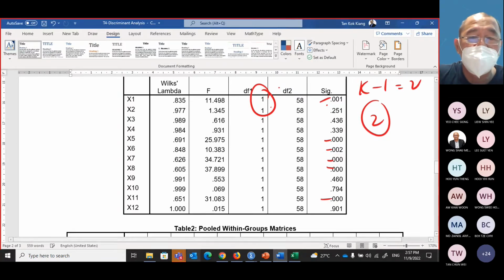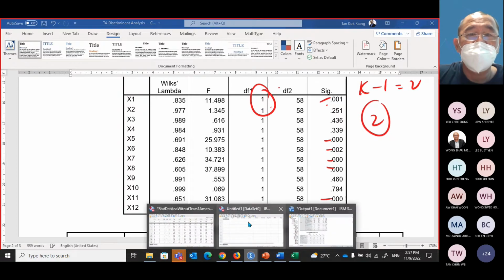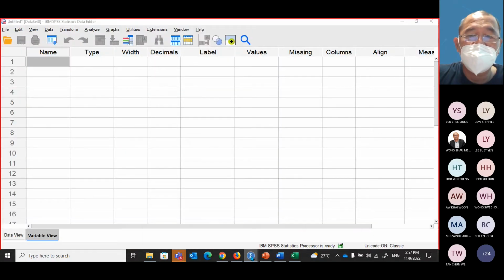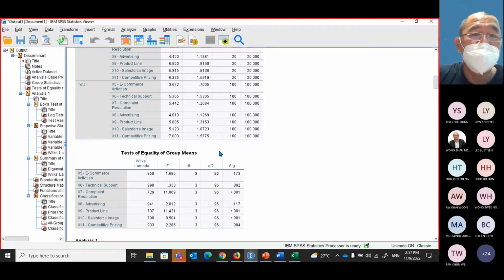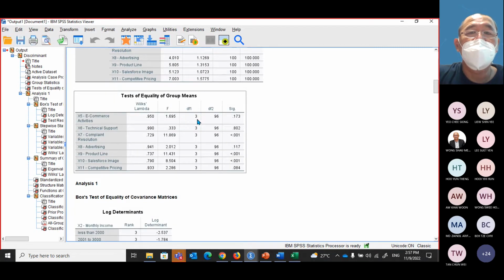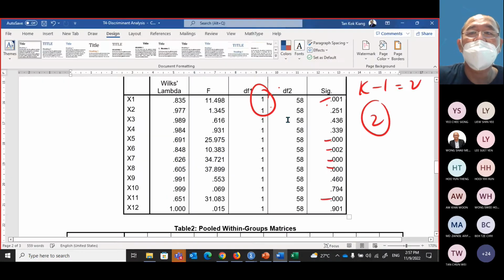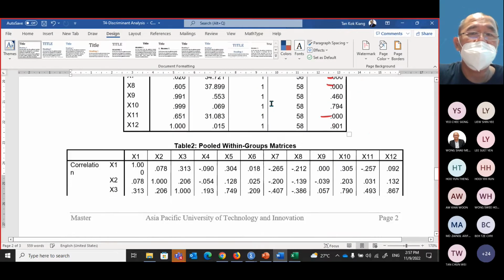Okay, 2 groups. You can see also, I did not mention, but I can show you now, no problem. Can you see here? The F1 is 3, therefore got 4 groups. I mean the income categories got 4. So for this here, you got 2. Any question on this?